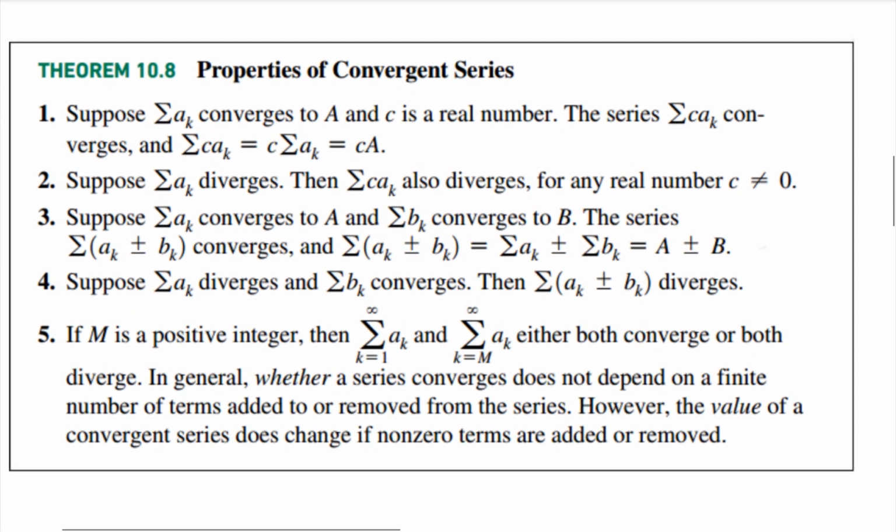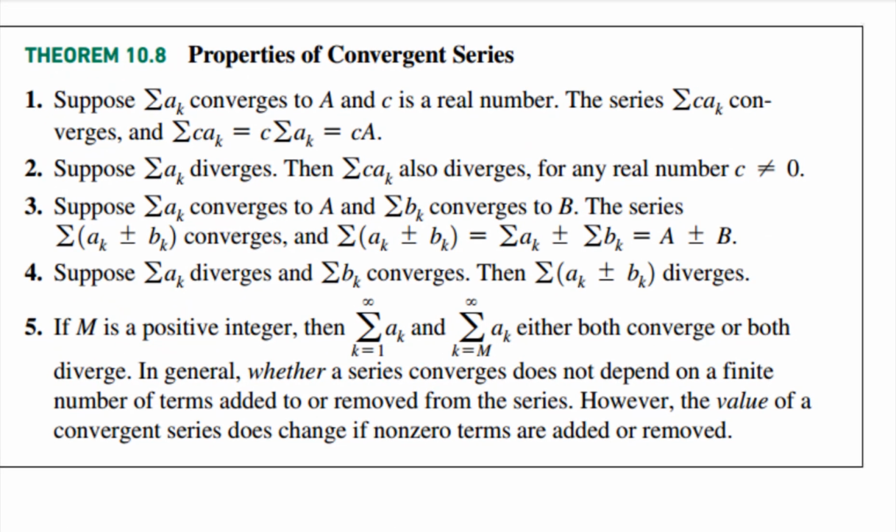Now, we've got to talk about some properties. And you're like, no, another theorem, and there's so much writing, and it looks like hieroglyphs. What is this? Well, let's talk about it. So, first one, we're going to say, suppose that our sum of some a sub k converges to a number, big A. Maybe it's 5. And then it talks about, we got some real number c.